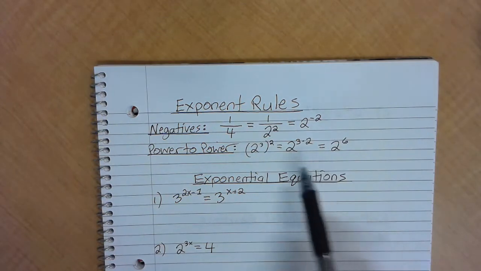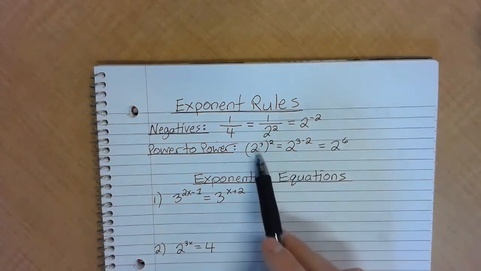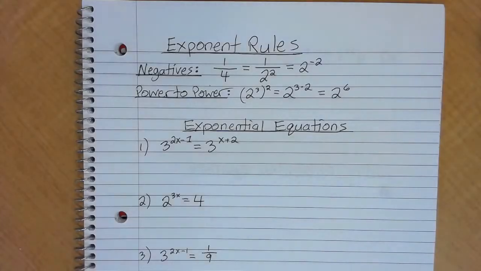You could also be looking at this power to a power rule, where if I have 2 cubed that's being squared, well, that means I need to do 3 times 2 in those exponents, and it's going to end up being equal to 2 to the 6th. Both of these rules are going to be very important in the equations we're about to solve. The main features of these sorts of equations are we're going to be looking to try to get the same bases, as you saw in those steps I showed to you a moment ago.